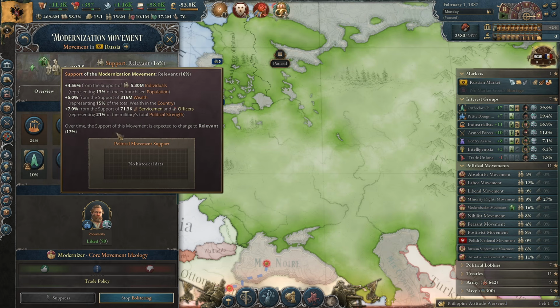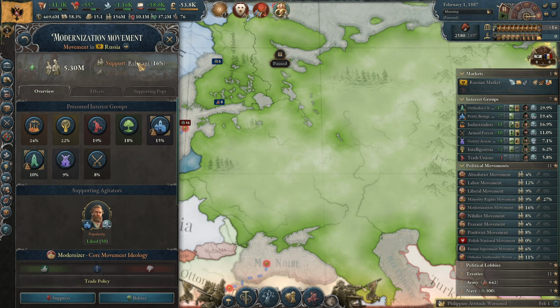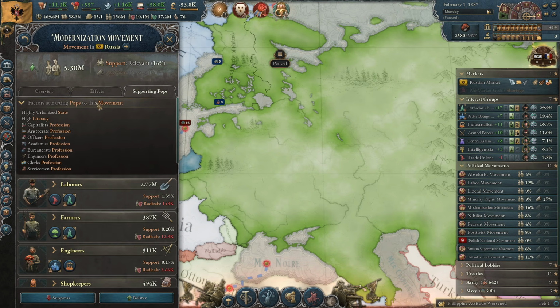But one example here, though, is the modernization movement is getting up to 17% of the population. But if we were to change our mind and start suppressing it, well, now it's going to fall all the way to 4%. So you do have a decent amount of control over movements, and each movement has a different variety of reasons for pops to support it.